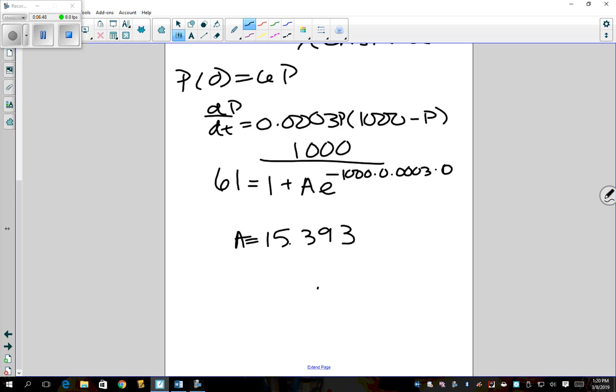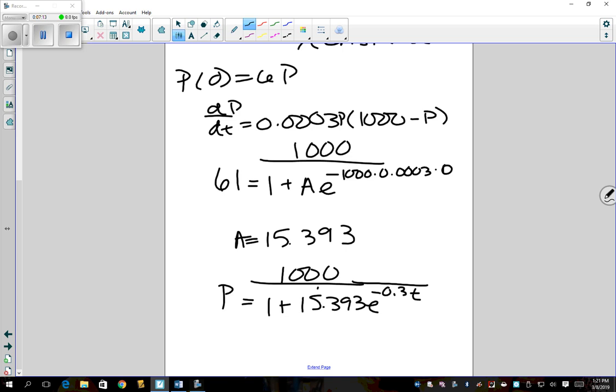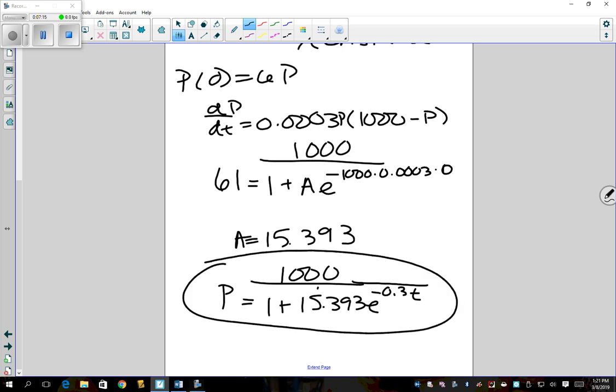And I promise you I'm not lying. And so our equation for when we take the integral ends up being 1,000 over 1 plus 15.393 e to the negative, t is going to stay my variable, and then when I take 1,000 times 0.003, I should end up with 0.3t. And so this is for part C. This is my solved out differential equation.